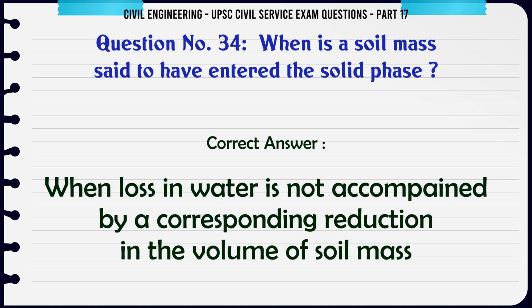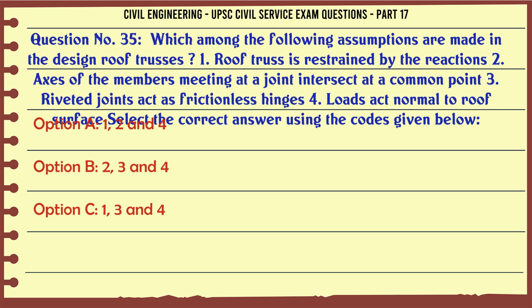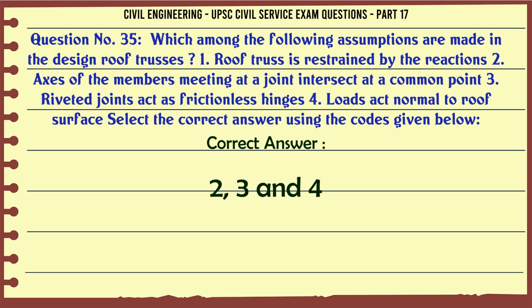Which among the following assumptions are made in the design of roof trusses? 1. Roof truss is restrained by the reactions. 2. Axes of the members meeting at a joint intersect at a common point. 3. Riveted joints act as frictionless hinges. 4. Loads act normal to roof surface. Select the correct answer using the codes given below. A. 1, 2 and 4. B. 2, 3 and 4. C. 1, 3 and 4. D. 1, 2 and 3. The correct answer is 2, 3 and 4.